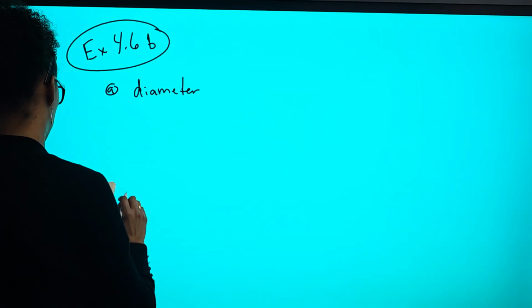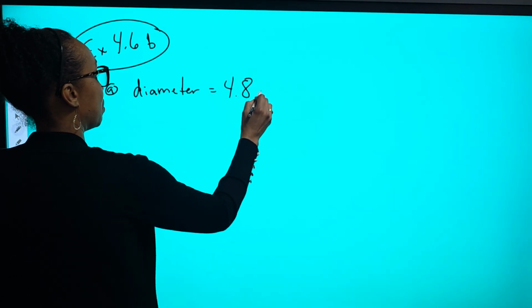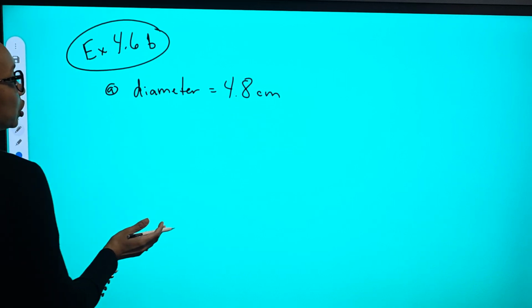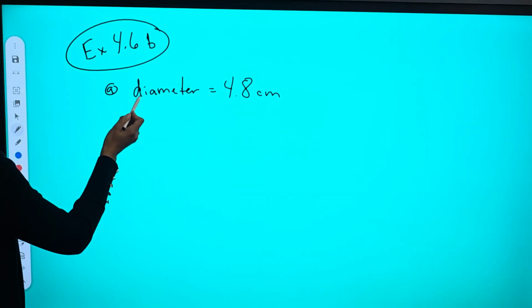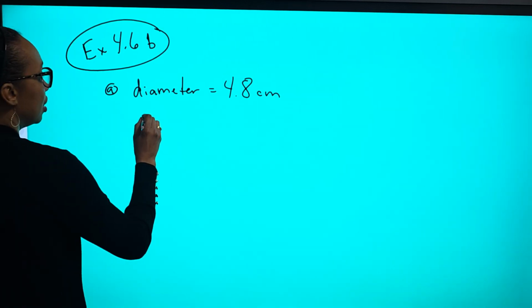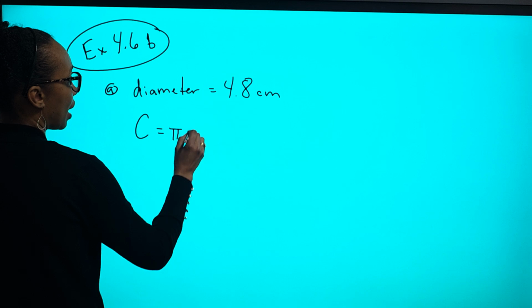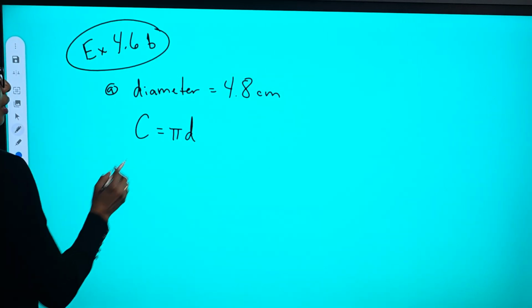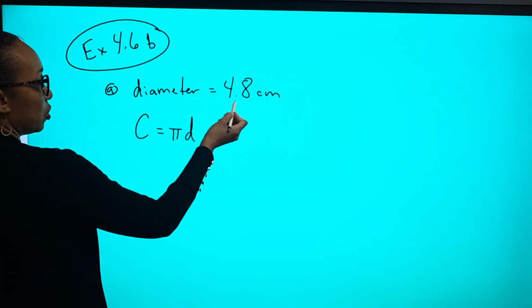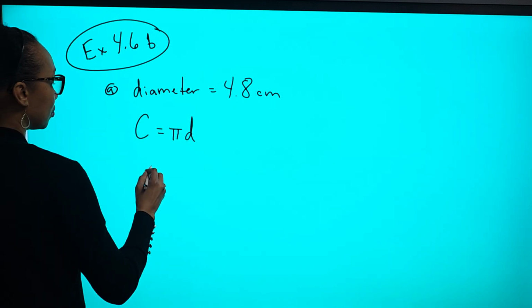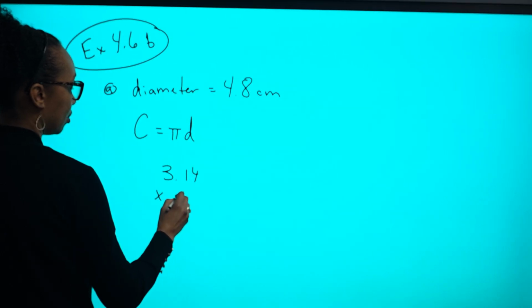All right, so they're giving us a diameter of 4.8 centimeters. Okay, they didn't put it on a picture, they just told us, hey, diameter is 4.8. So we have to know that's that longer value. So we're going to go to the circumference equals pi times diameter. Now, we have to know that pi is 3.14, and then we'll use our diameter 4.8. So we can calculate this by hand.